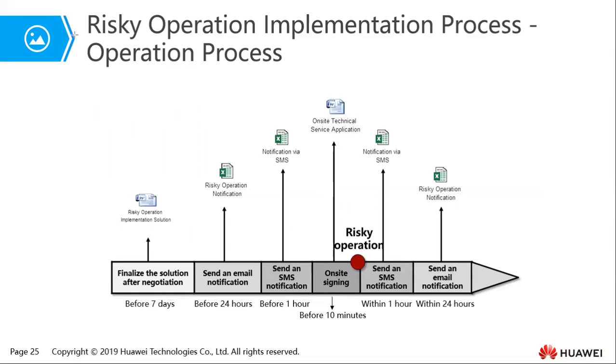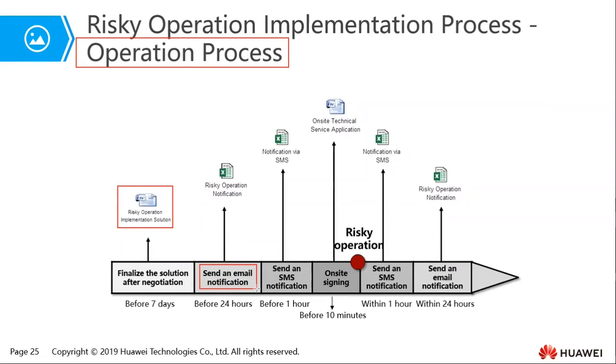Now, this is the operation process of the risky operation implementation. 7 days before, you need to finalize the solution after negotiation. That is the documentation that you'll have for the risky operation implementation solution. This is a template. All these are templates which you can download to see some of the fields and data they require. 24 hours before the implementation, you need to send an email notification.